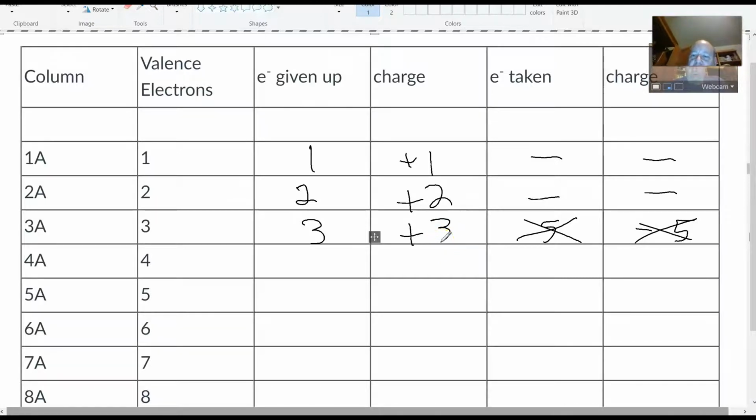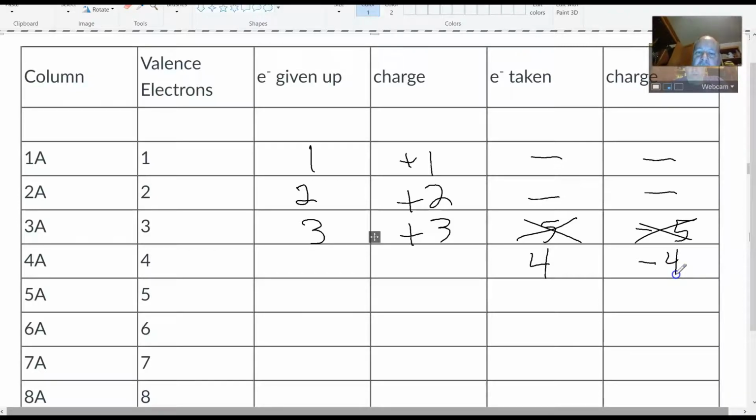Okay? If I'm in column 4A, now I do have some elements that will participate in ionic interactions that are nonmetals. I have carbon and silicon, and if they do participate in ionic interactions, they would take 4 electrons. Okay, so I'm going to take 4 electrons because they have 4 valence electrons and they have 4 more spots available. And if they do that, they're going to have a -4 charge.